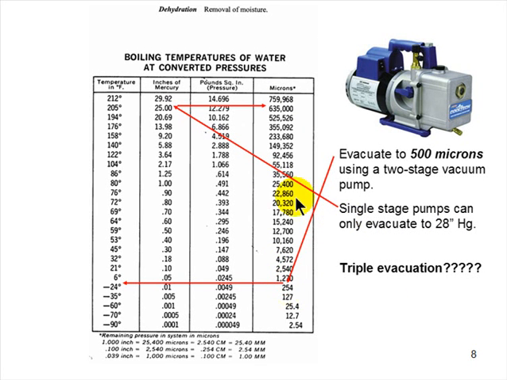What's the first stage do? Takes you to 28 inches. What's the second stage do? Takes you as deep as you want to go, depending on how tight your fittings are and how clean your oil is. If there's water in your oil, you're not going to be able to pull it down, because you're going to be trying to vaporize the moisture in the oil, and that's going to take a lot of the pump's capacity.